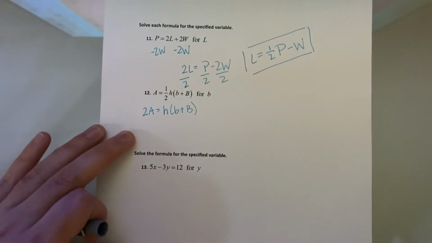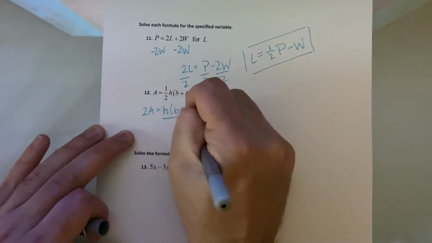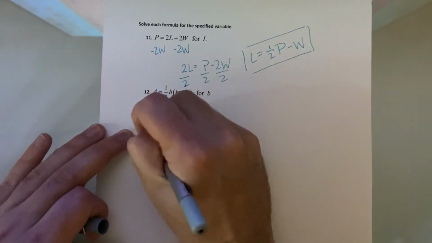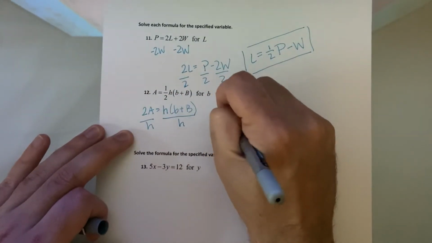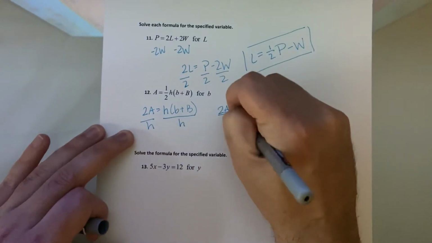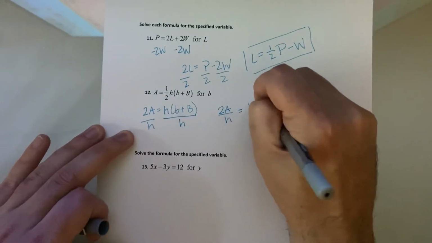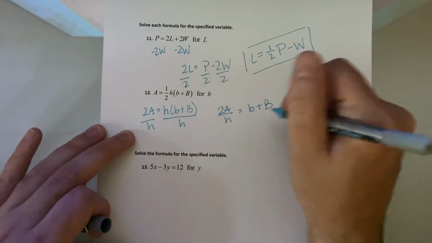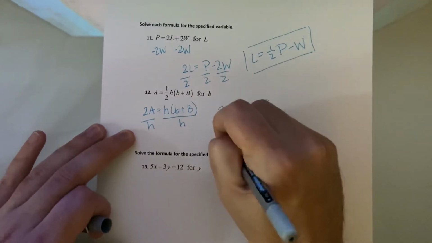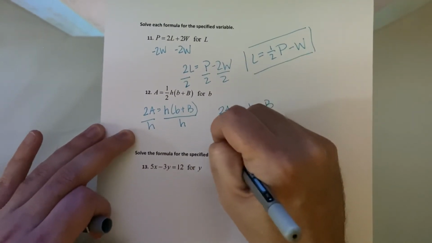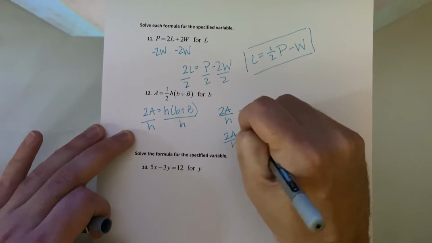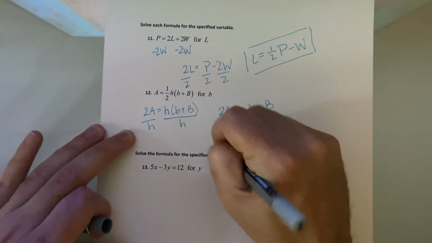Now, in order to get rid of the h in front of the parentheses, since it's multiplied, the inverse operation is division. So we get 2A over h equals little b plus big B. And then finally, to get little b by itself, we have to subtract big B. So 2A divided by h minus big B equals little b.